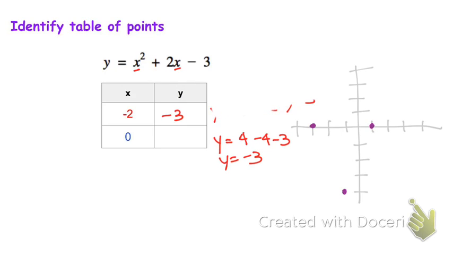What this tells us is that there is a point, and I'll write it as a coordinate, (-2, -3). So we can plot that point over -2, down -3.